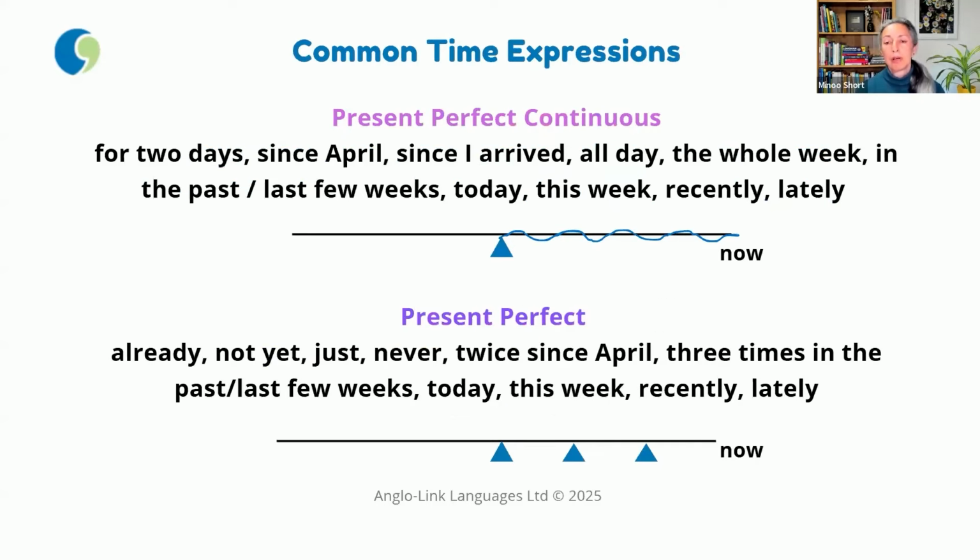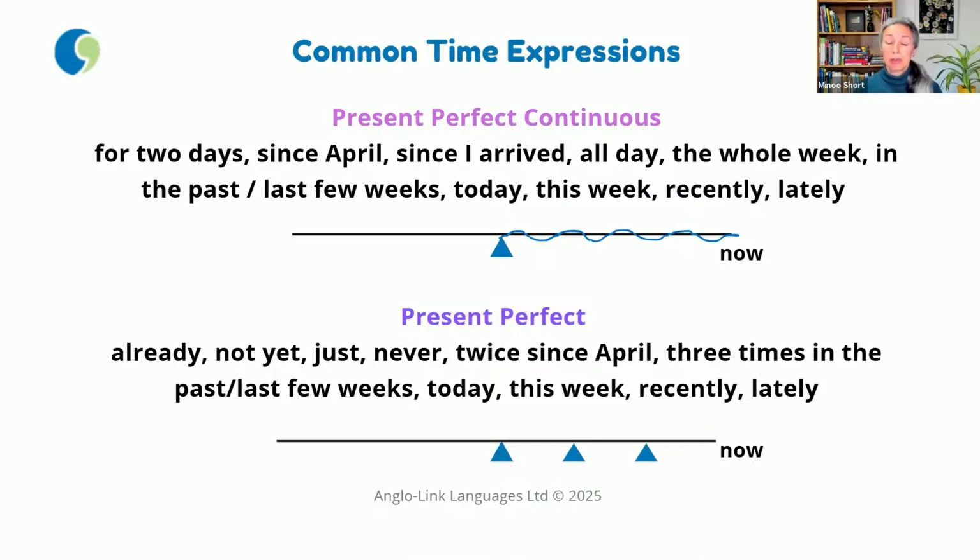Let's look at some common time expressions. So we saw that with present perfect continuous, we have expressions like for 2 days, since April, since I arrived, all day, the whole week, in the past or last few weeks, today, this week, recently, lately. Notice that my hand moves from the past to the present.